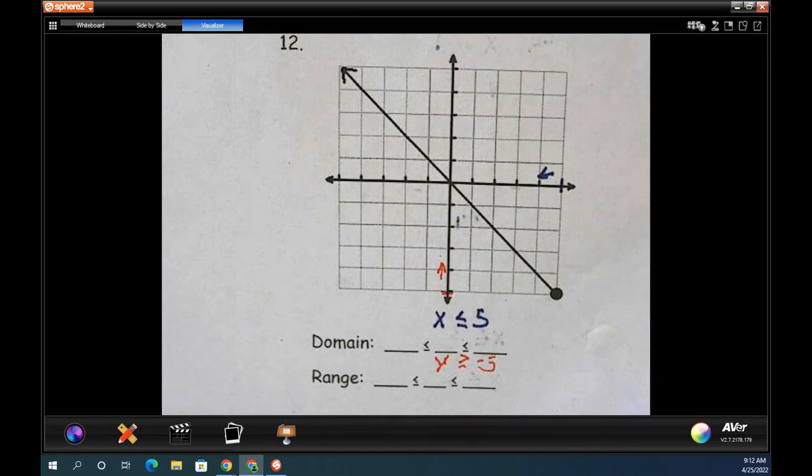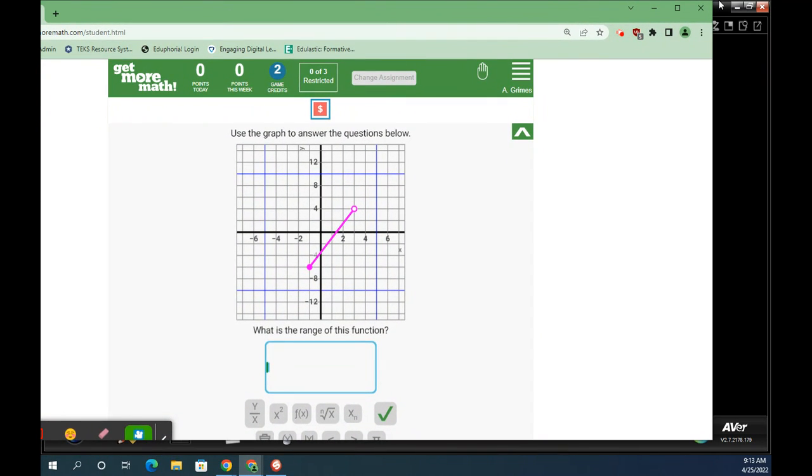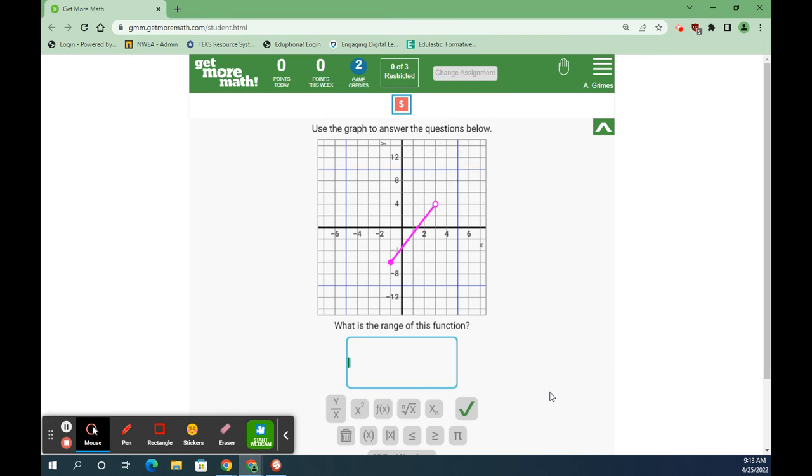Here's what I want you to do. There's going to be 3 problems you got to get over domain and range. Now, but there's a little bit of difference. Look at this.